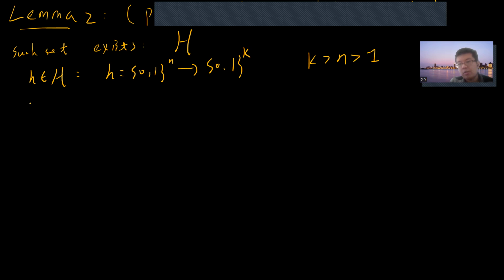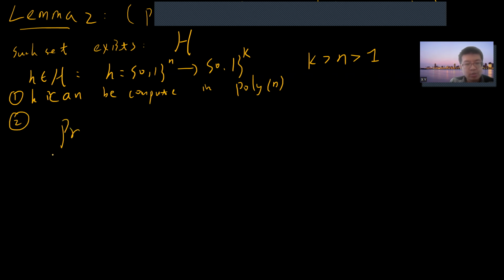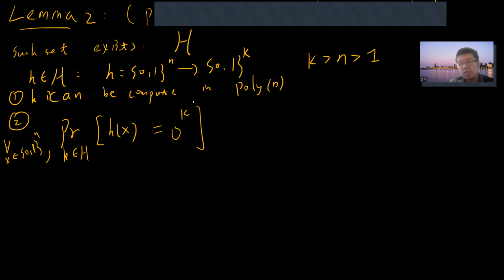It has the following consequences. The first one is that h is efficiently computable, so h can be computed in poly(n) time. Given x, you can compute h(x) easily. The second one is that for every x in the bit string {0,1}^n, if you randomly pick h in capital H, you can ask what's the probability that h(x) outputs 0^k. This is basically 1 over 2^k.